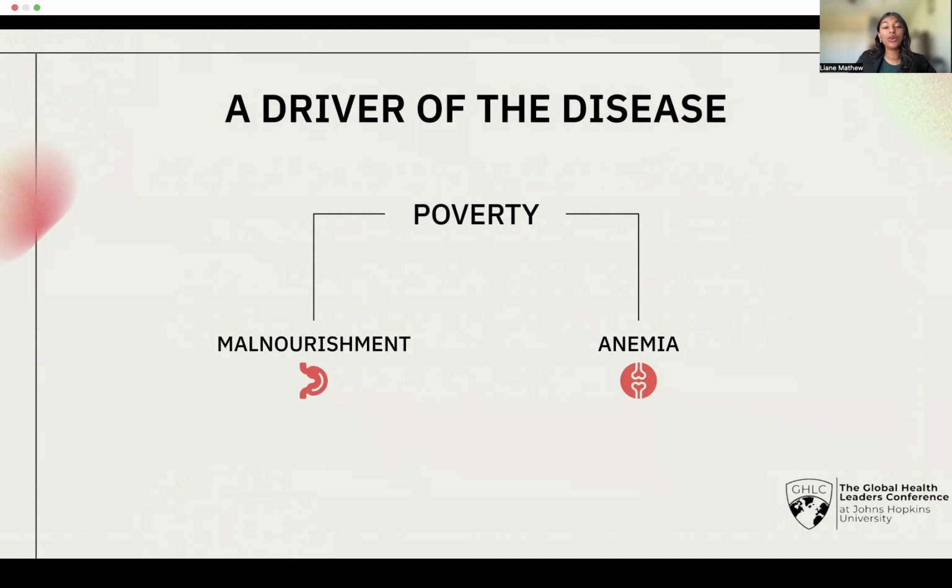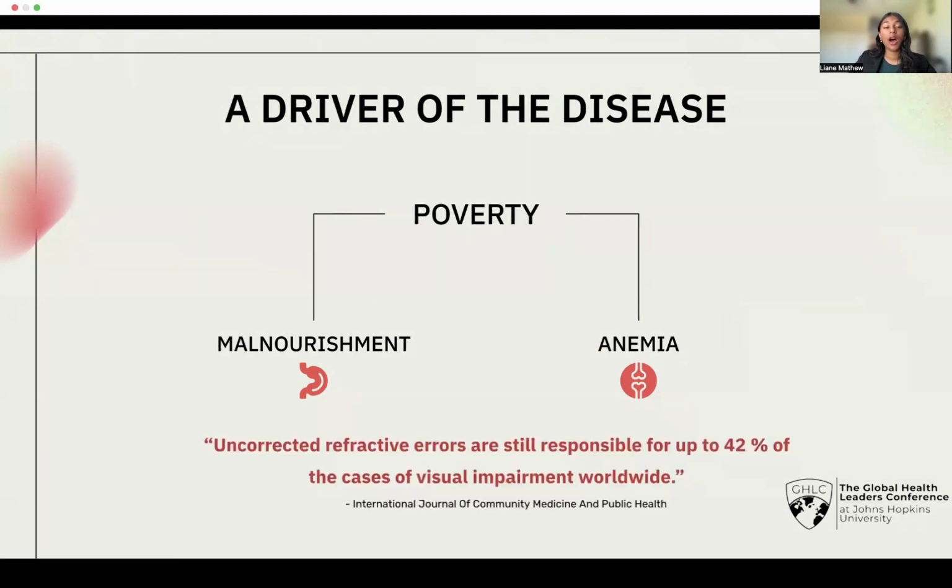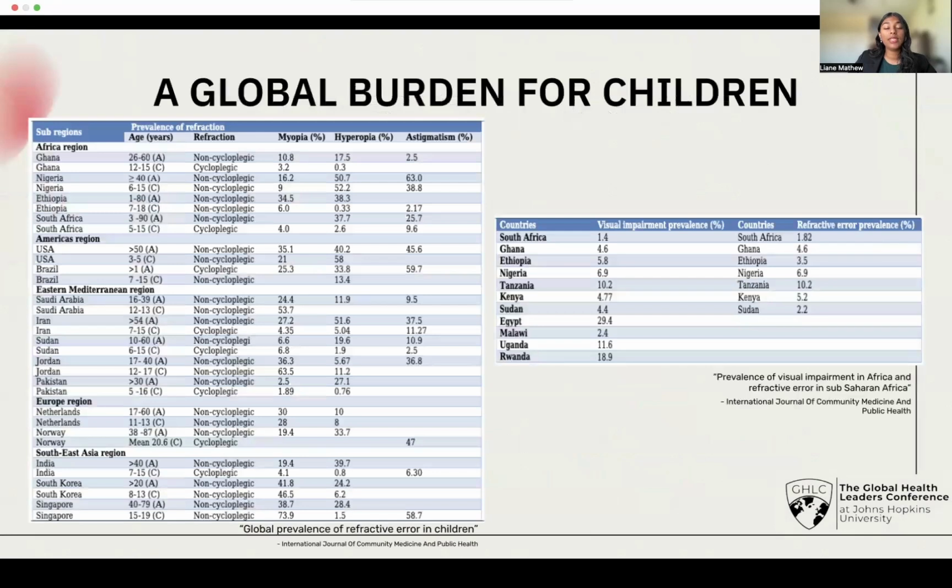These conditions highlight the critical need to ensure equitable access to eye care for all, especially when uncorrected refractive errors are responsible for 42% of the visual impairment cases worldwide. Both of these tables illustrate the prevalence of myopia, hyperopia, and astigmatism in children and adults based on different regions. Looking mainly at the data for children, some important trends to notice are that the Southeast Asia region had the highest prevalence of myopia, while the Eastern Mediterranean region had the lowest prevalence. The highest rates of hyperopia in children were in Nigeria and in the US, and the highest rates of astigmatism in children were in Singapore.